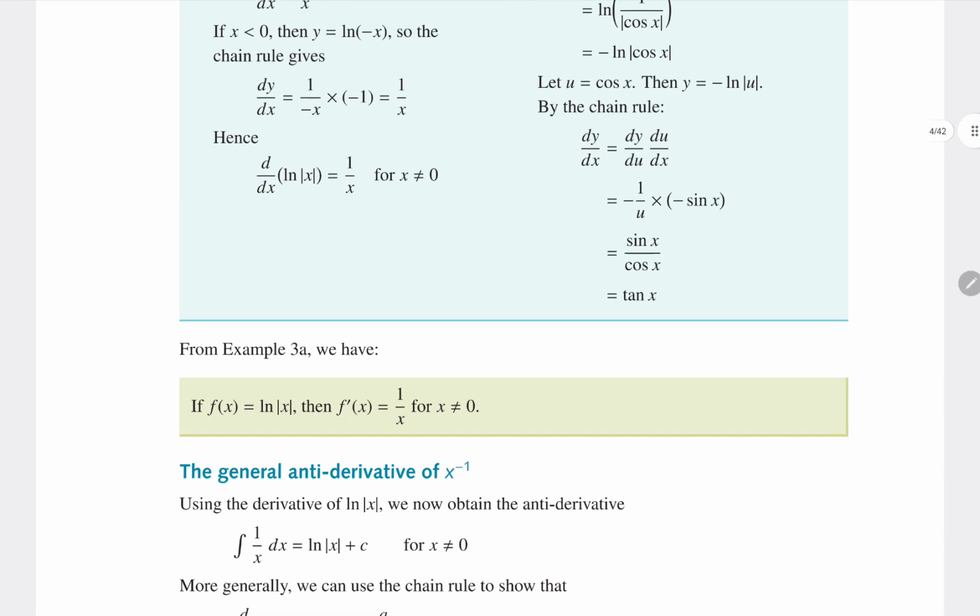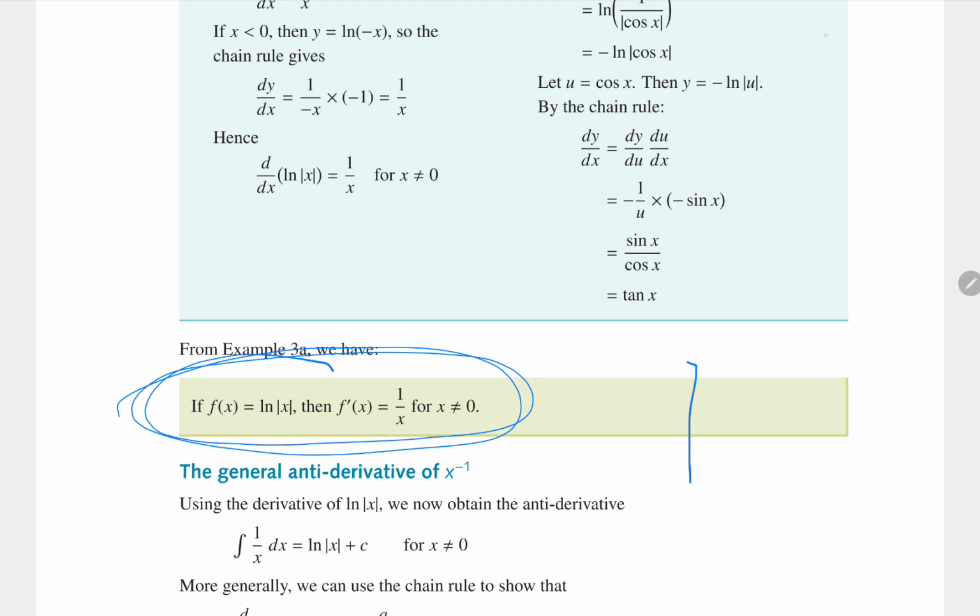So the result from example 3a actually proves the result over here. When you derive ln of absolute value x, it will just be 1 over x, and x just can't be 0. So there's no longer a restriction that x must be positive, because absolute value turns any negative into positive.